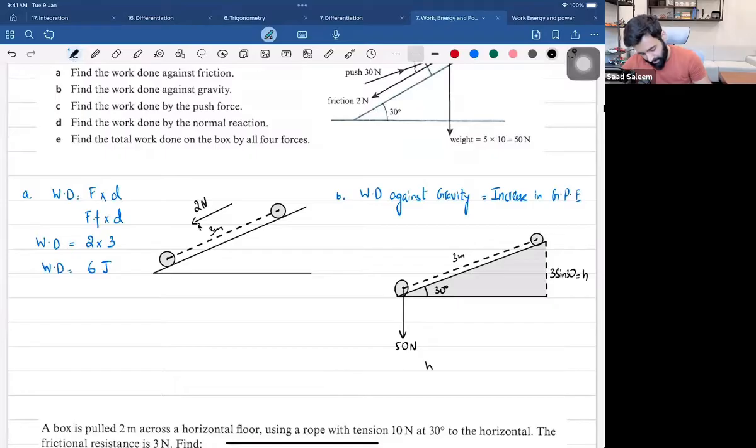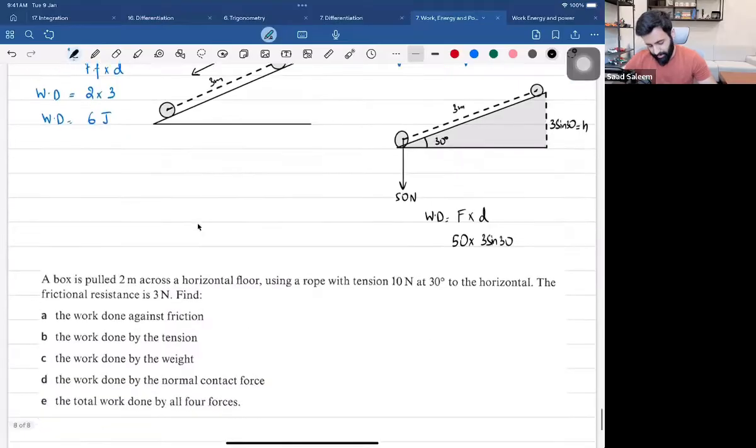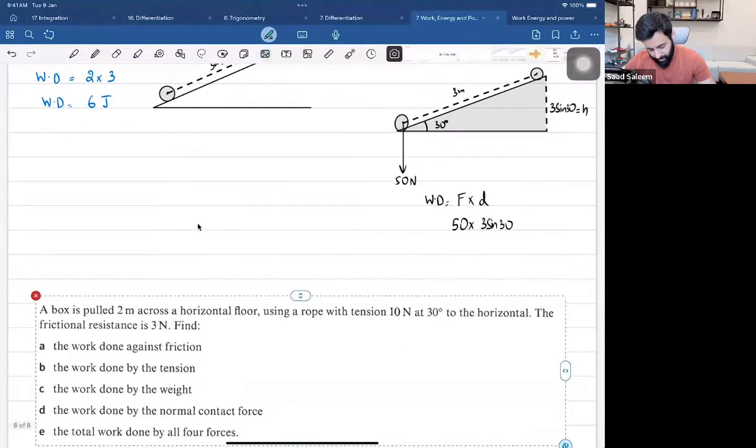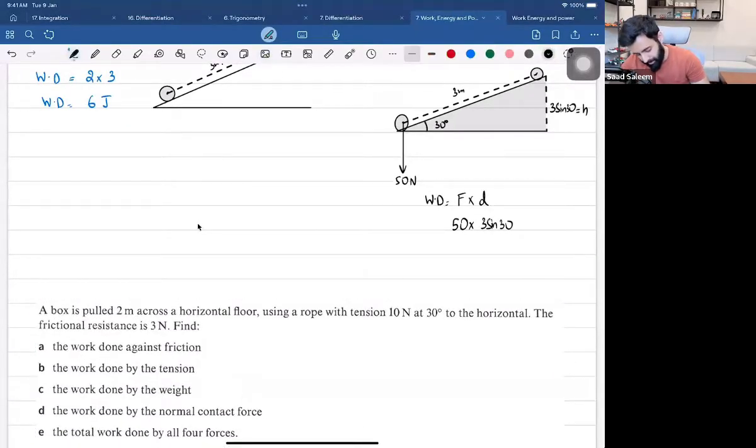So the work done against gravity is the force multiplied by the distance. The force is 50 multiplied by 3 sine 30. What's that equal to? Sine 30 is half. So that means 50 into 3 upon 2. So that's 75 joules. Now, any questions so far? If yes, please let me know.